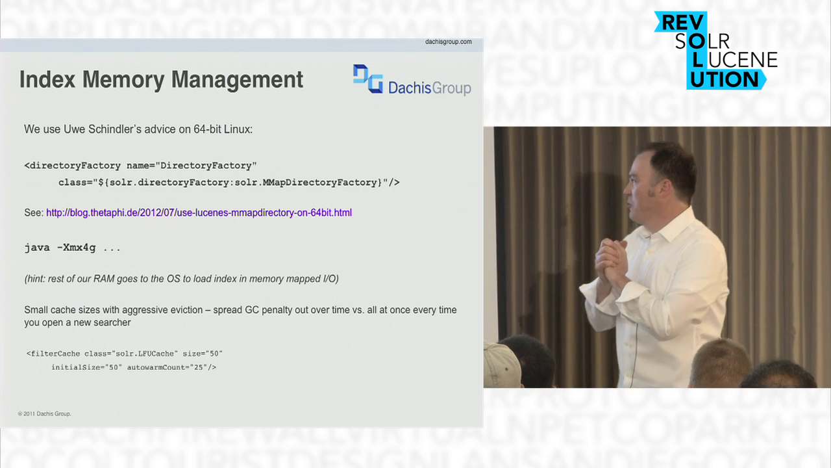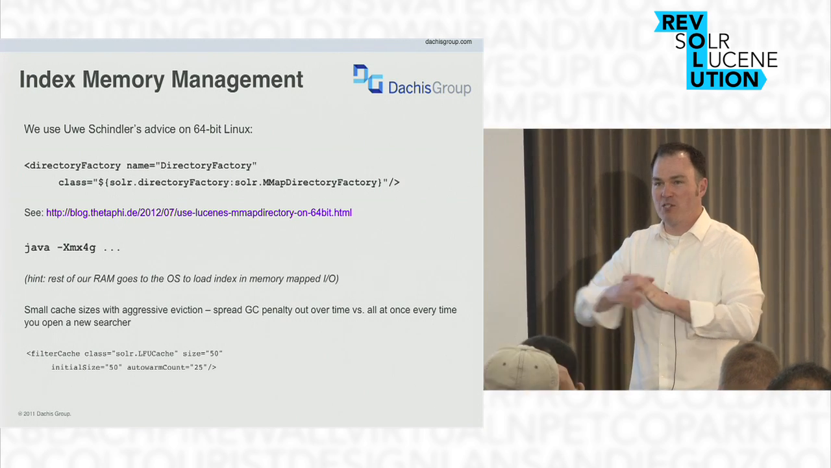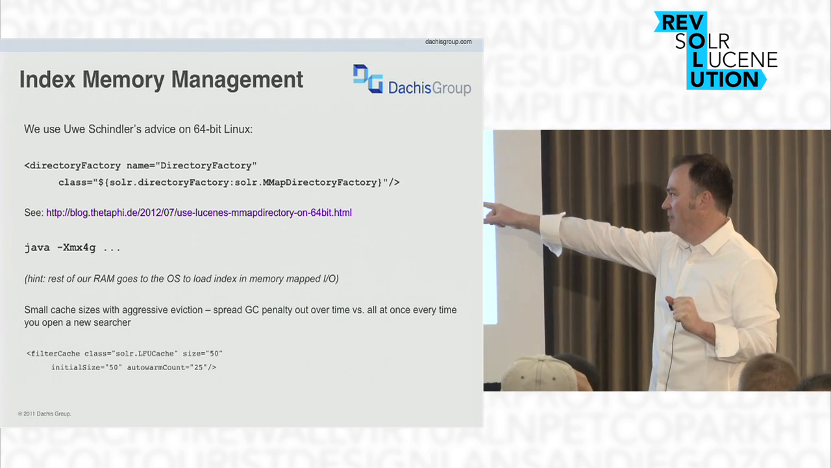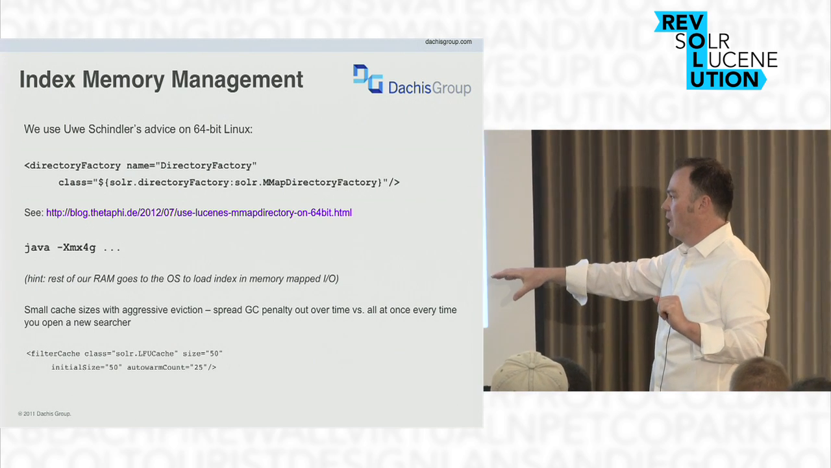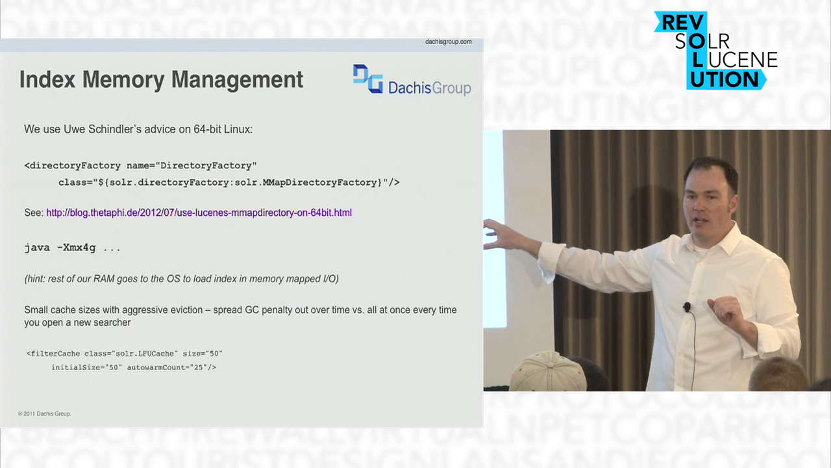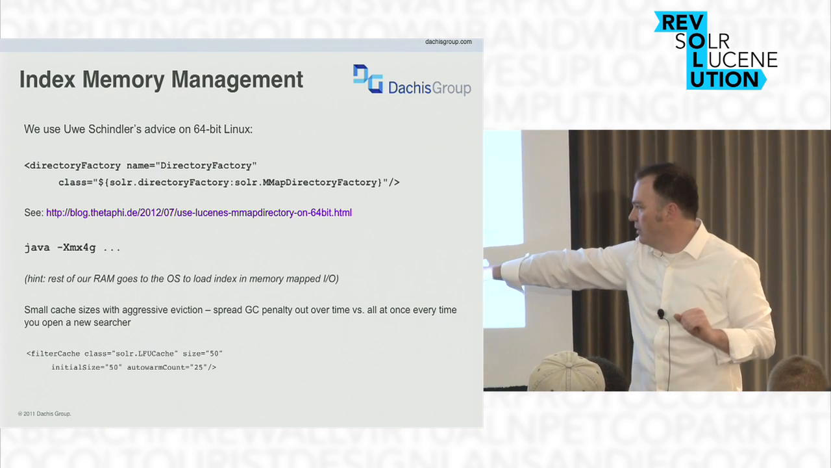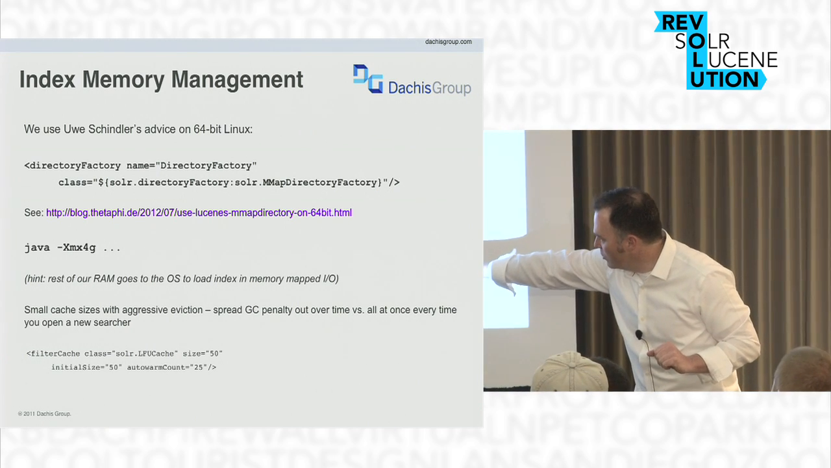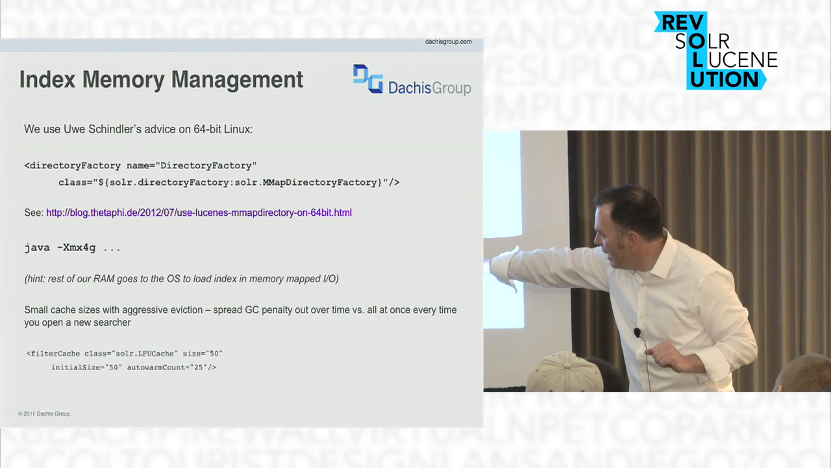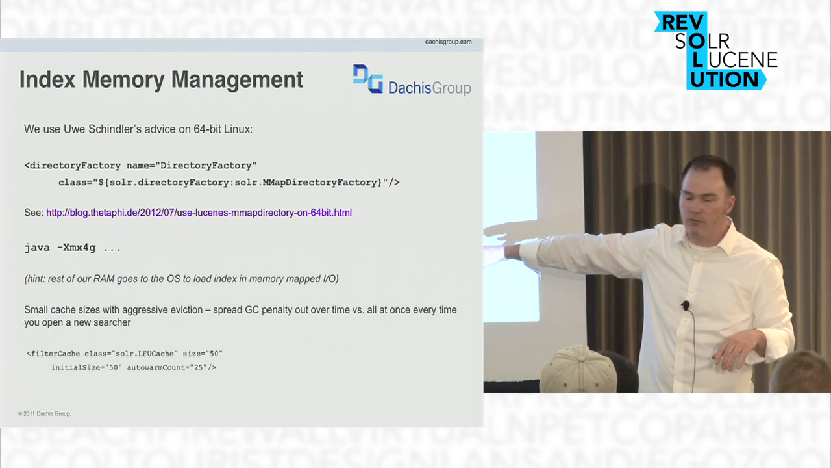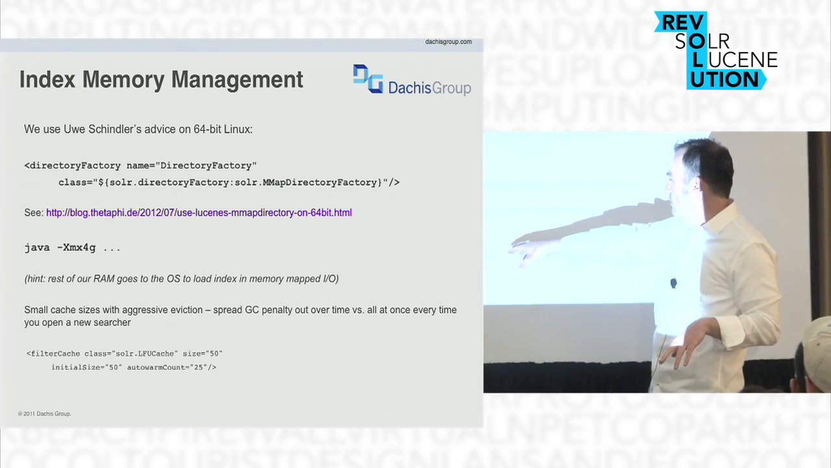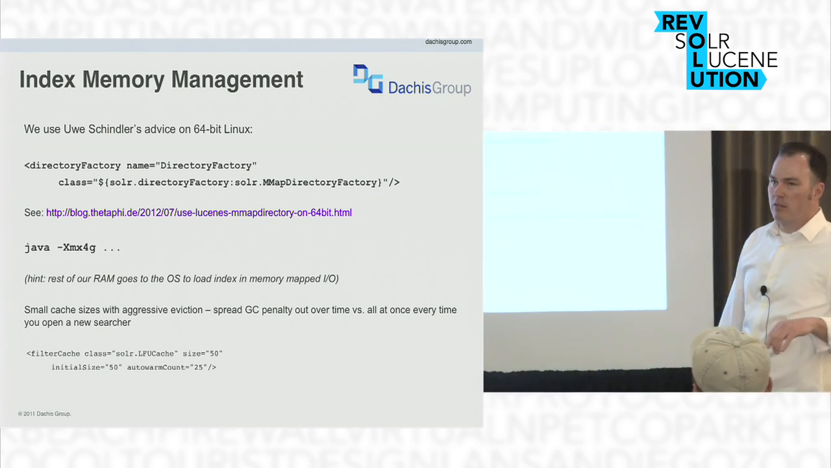So what I've had to do is say, okay, my heap is small, and most of that's going to go to faceting and that sort of thing, and sorting. So my caches are really small. This is my filter cache, and I set a max size of 50, and then I auto warm half of them. And I'm actually using, this is a new feature in Solr 4, the least frequently used cache.